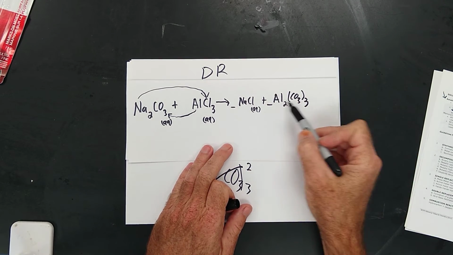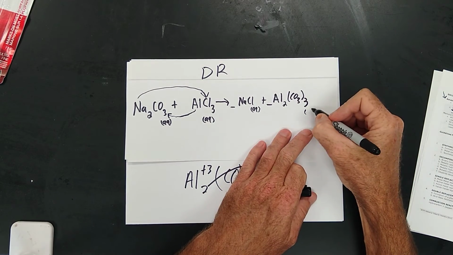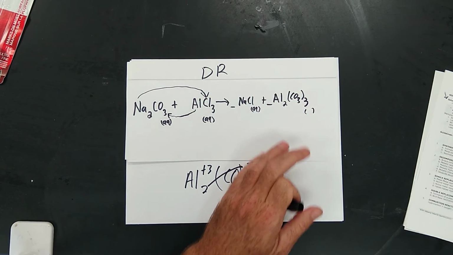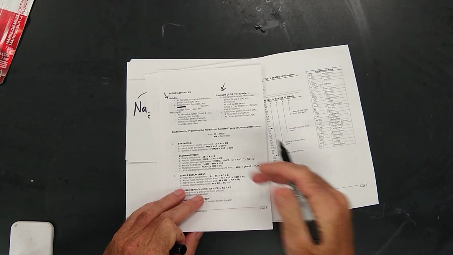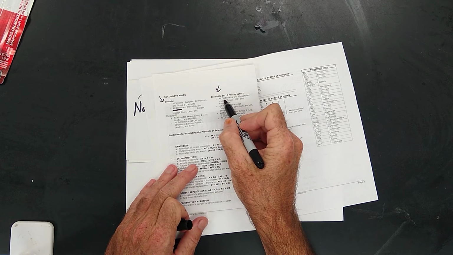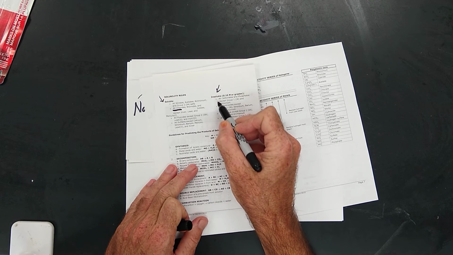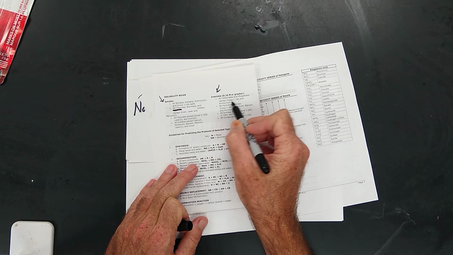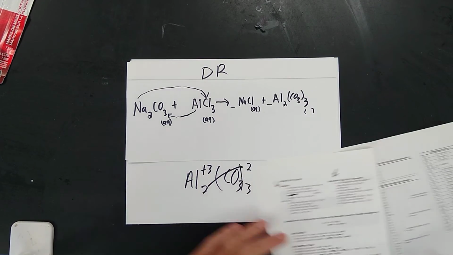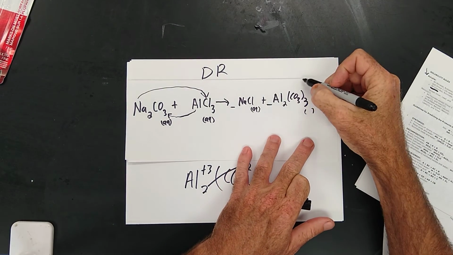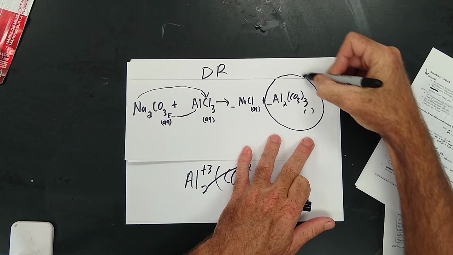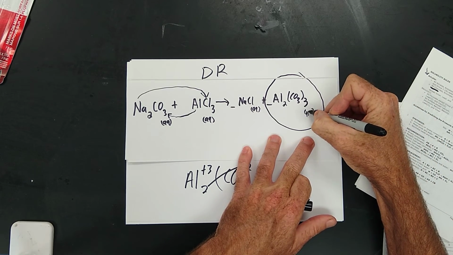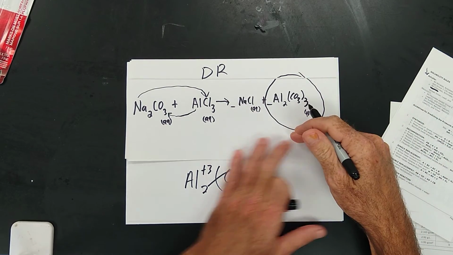Let's see if aluminum carbonate would be a precipitate. If not, we're done. All carbonates are insoluble except for group 1 and ammonium. So guess what? Aluminum carbonate, we're going to circle that. It is a precipitate. We're going to label precipitate. And now we're going to balance and finish.